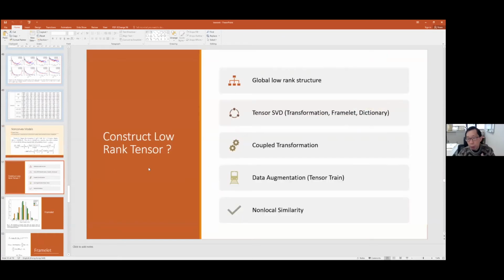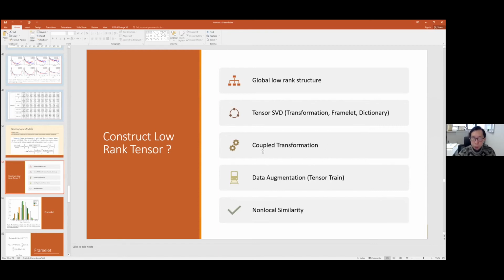Of course, there are many methods to construct the low rank tensor. For example, you can use a framelet dictionary, because the transformation is a unitary or orthogonal matrix. So you can use a redundant one, like a framelet dictionary, to represent the data. Because they explore the representation in a larger space, you expect the low rank structure can be even better constructed.